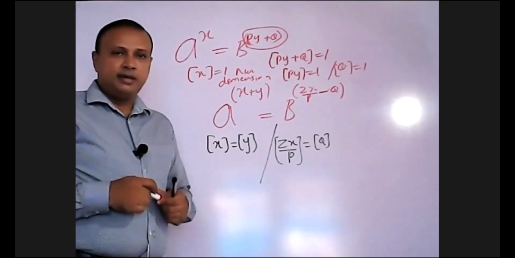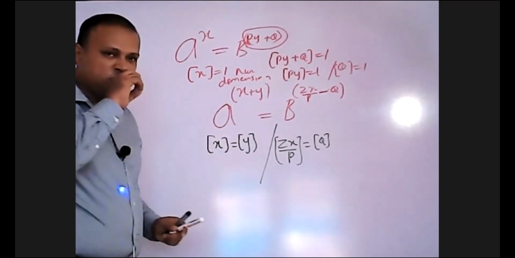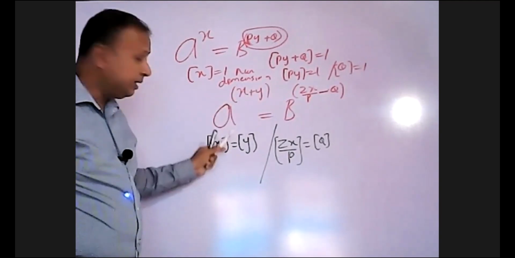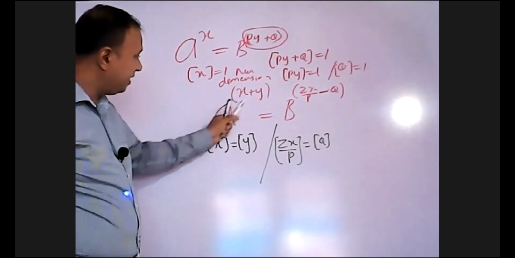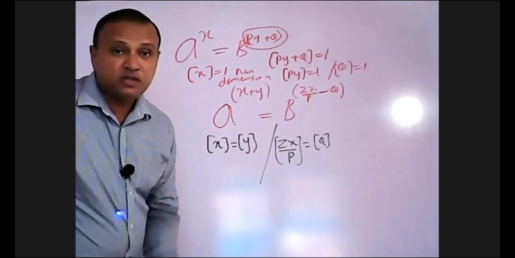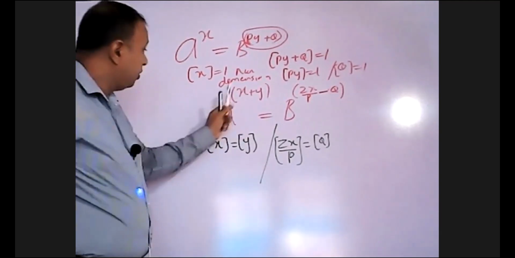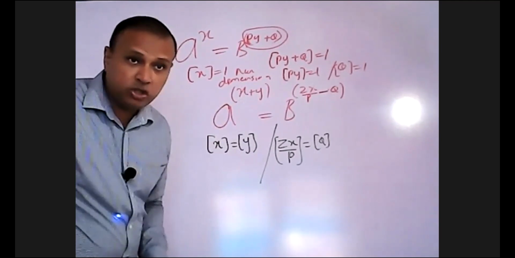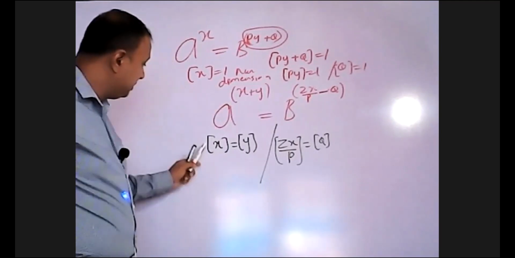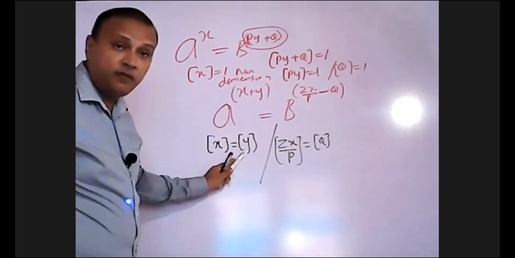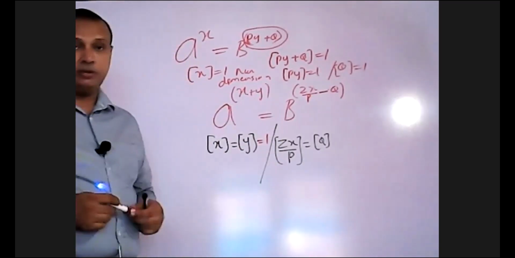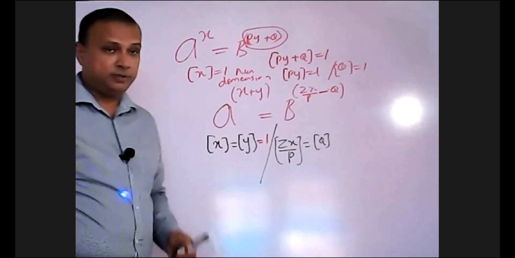The same argument can be used here. This is a power, a to the power x plus y, so x plus y is a power. If it is a power, it doesn't have a dimension. So x plus y doesn't have a dimension. That means the dimension of x equals the dimension of y, and both do not have a dimension. Both physical quantities do not have a dimension.